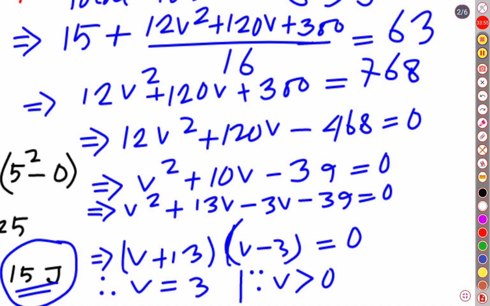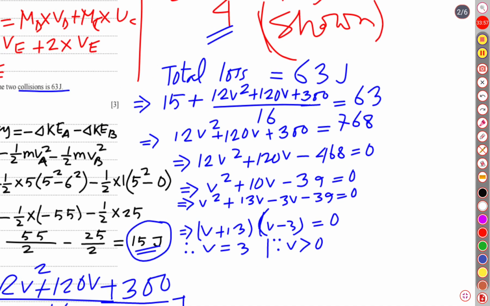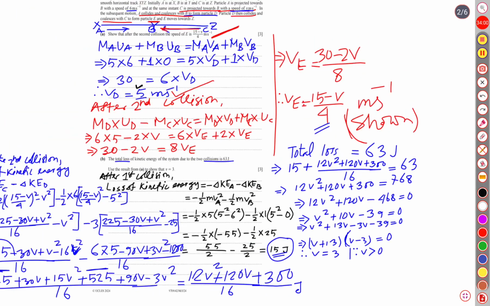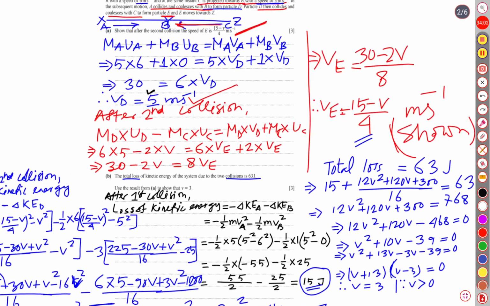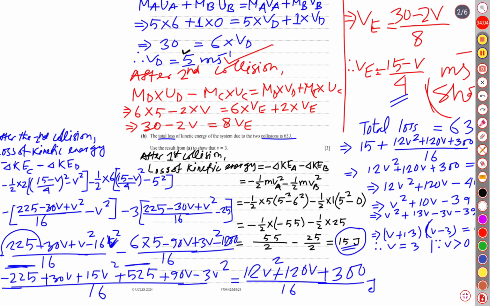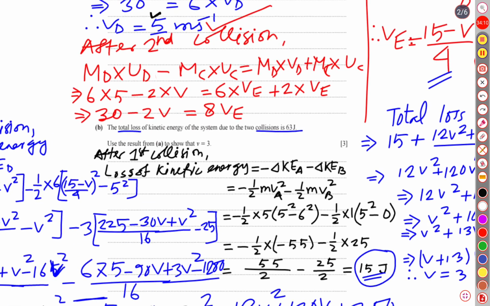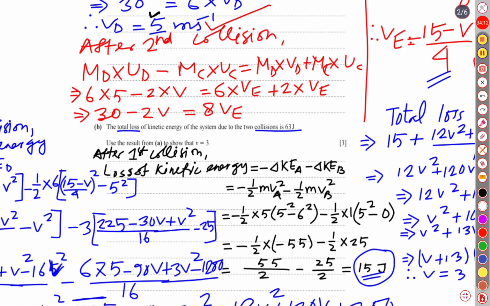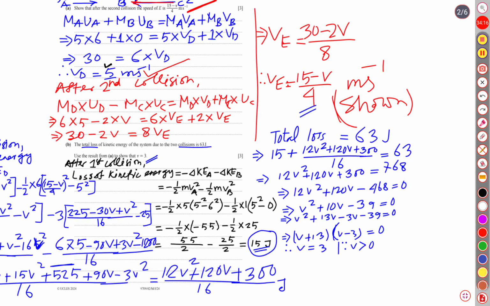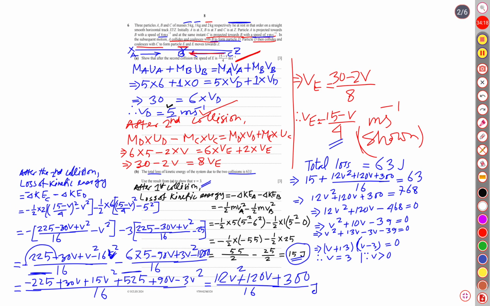Well, after that, let us see what the question told us. The question told us, use the result from A to show that our v is 3. V should be 3. So we have already shown that our final velocity is 3. So it has been shown. We have shown.